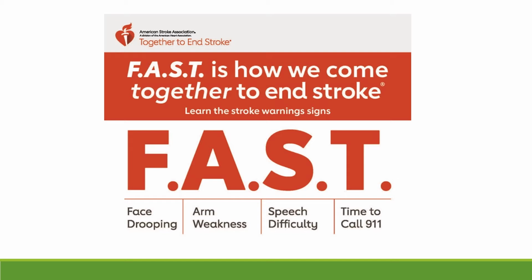A is arm weakness. You have them raise their arms both at the same time, and if one drifts or if one cannot be raised, they obviously have some arm weakness. S is speech difficulty, and this could be garbled, it could be non-existent, and it could just be nonsensical, so that would be a speech change. And then T is time to call, so that we need to make sure family and friends are calling 911, but they're also noting the time that symptoms start, because that's very important to get a patient into treatment.